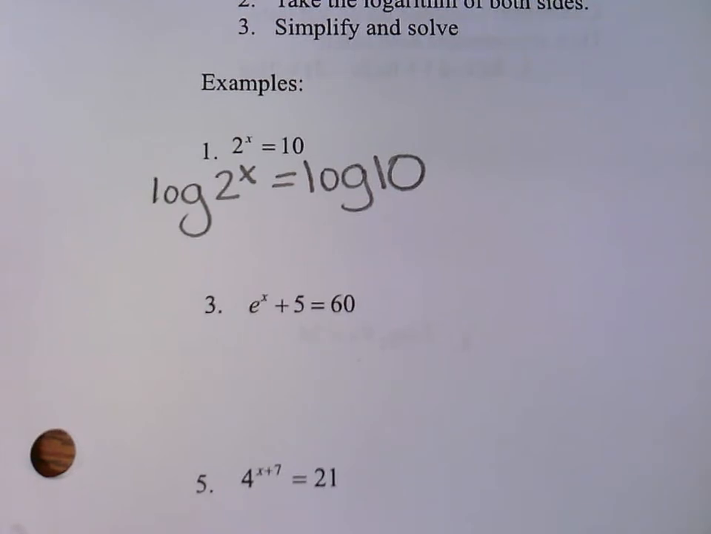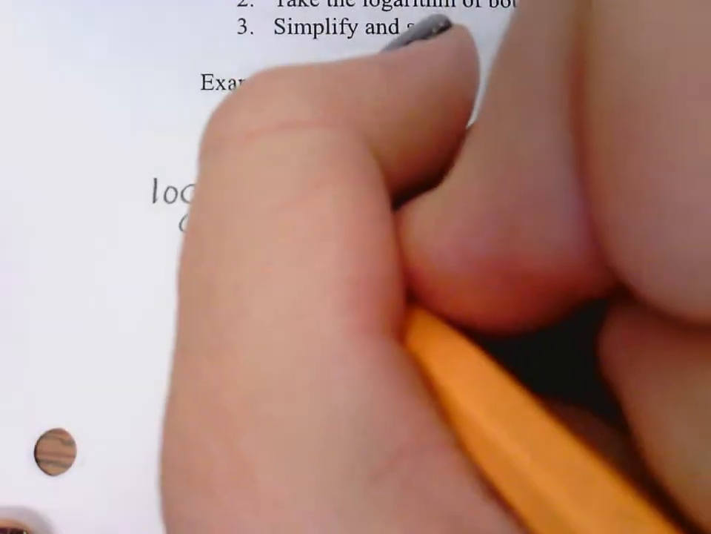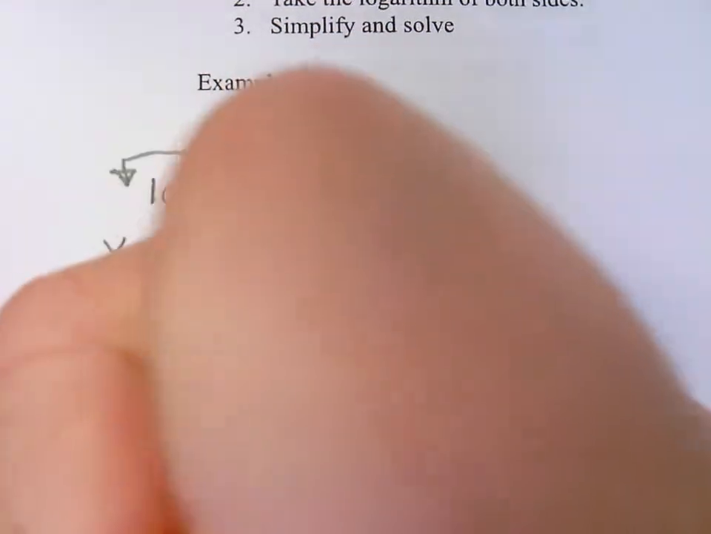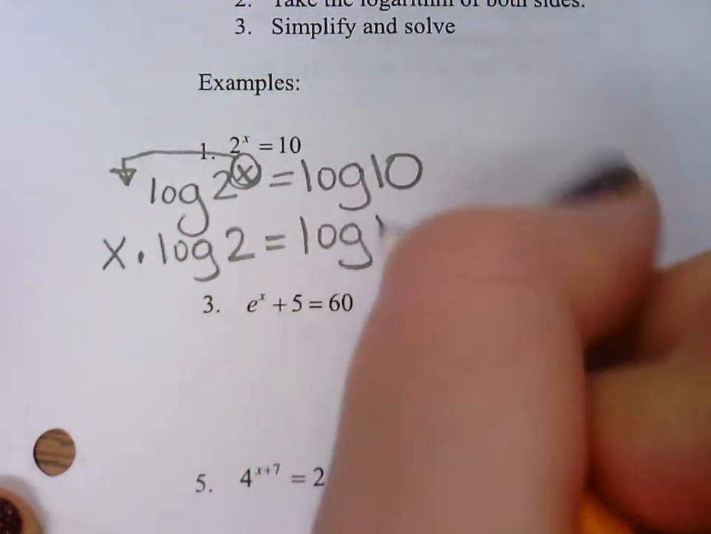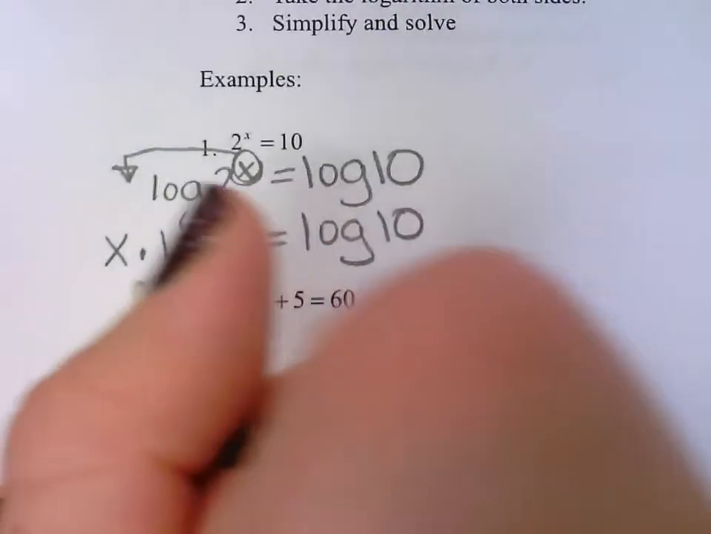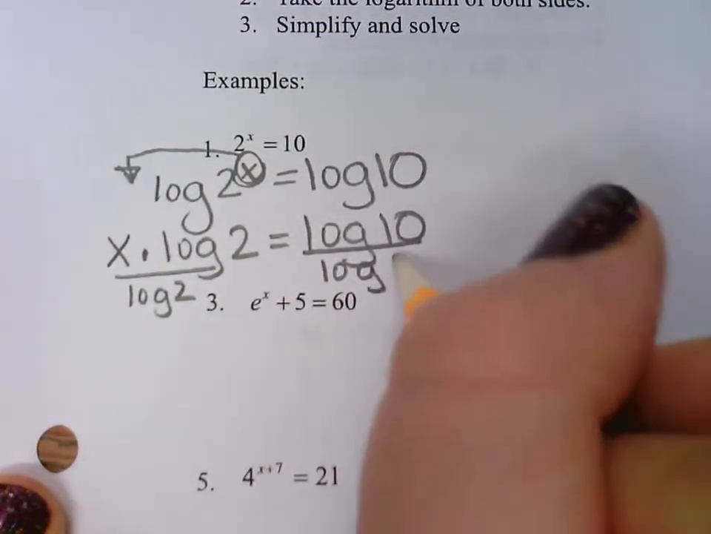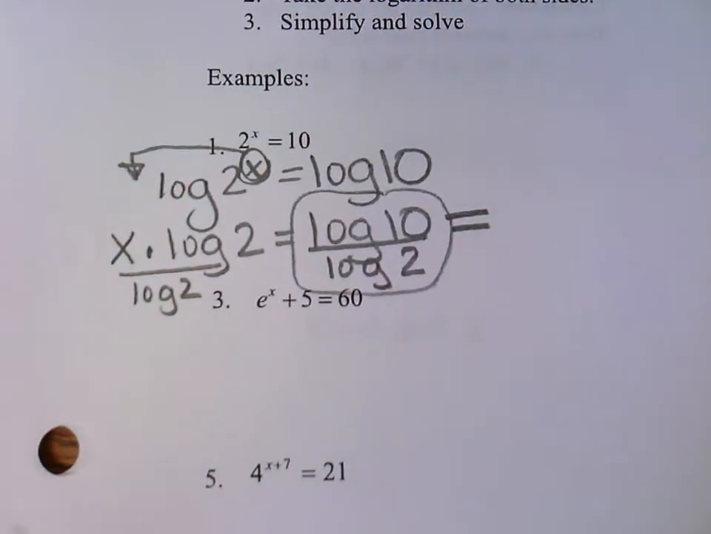Once you take the log of both sides of the equation, you've got that power rule. So this coefficient of x can actually come down front as a coefficient. X times the log of 2 equals the log of 10. And the log of 2 is just a number, so you can divide both sides of the equation by the log of 2, and that's going to give you your answer on a calculator.